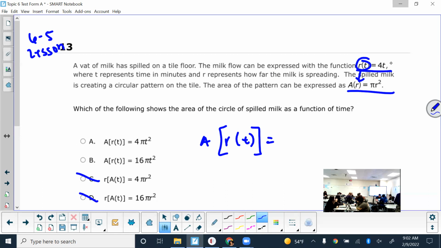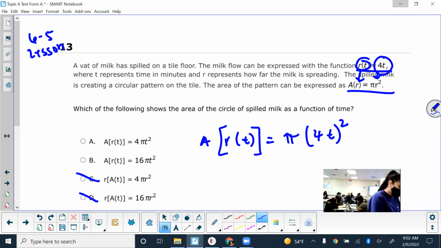So anywhere that there is an r, like there is here, is going to be replaced with what r equals, which is 4t. And then we'll have to simplify. So it becomes pi in parentheses 4t squared. Any questions so far?